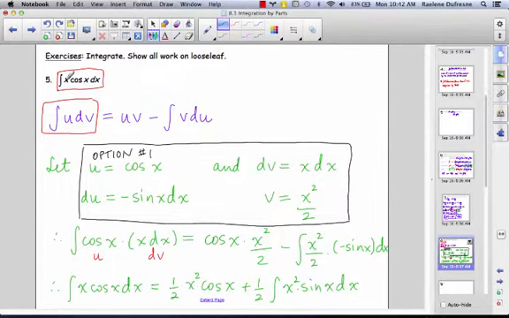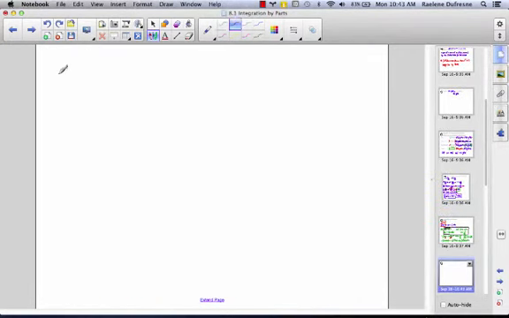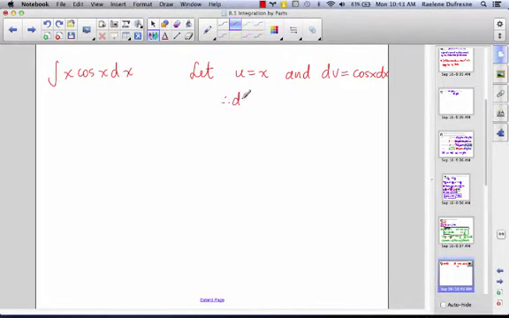Well, given that we had x cosine x dx, if u is cosine x is one option, then the other option is u equal to x. So let's try that one. The integral of x cosine x dx, we could let u equal x, which means that dv has to equal cosine x dx. And if u is equal to x, therefore du is equal to dx.